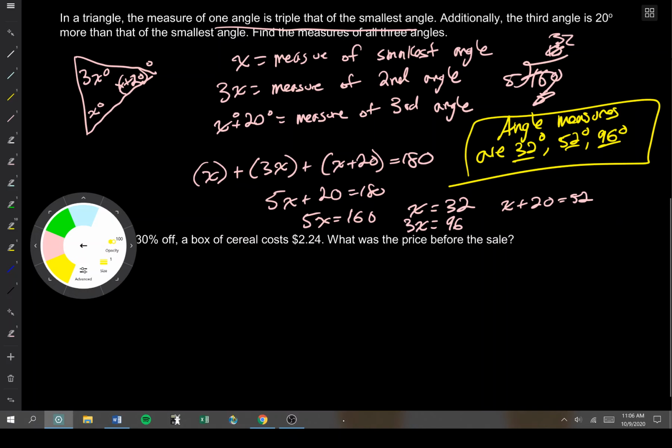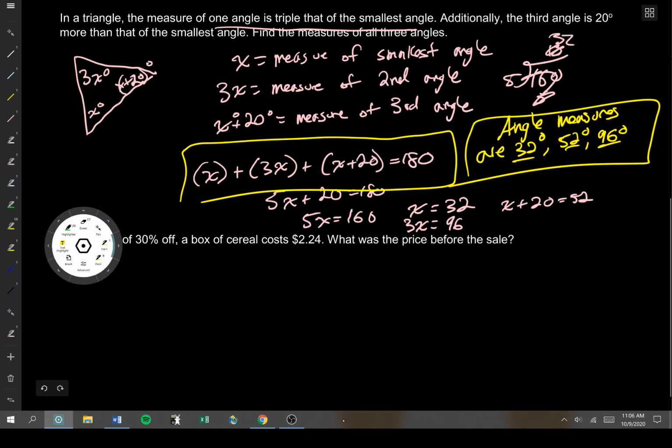Again, we had to know something. We had to know that all three angles combined to 180, and then we had to work with the other stuff that we had. Okay, last one. After a sale of 30% off, a box of cereal costs $2.24. What was the price before the sale?